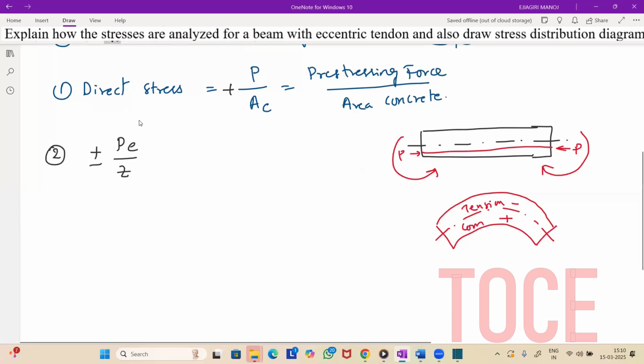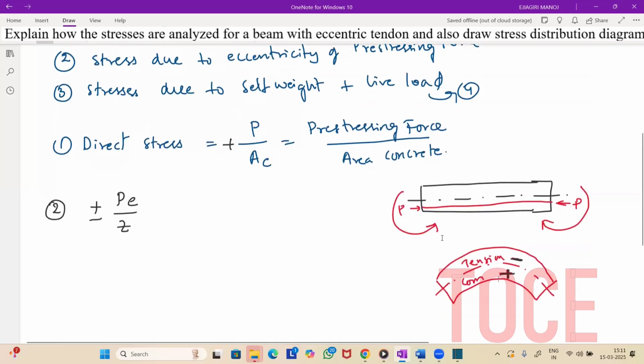Okay, so on top of the neutral axis I'll get negative. Below the neutral axis I will get plus, compression. So if I want to calculate the stress at bottom, I will consider plus here. If I want to calculate the stress at the top of the neutral axis, I will consider minus here. Okay, and coming to the third and fourth, both are similar. That is stress due to self weight and live load.